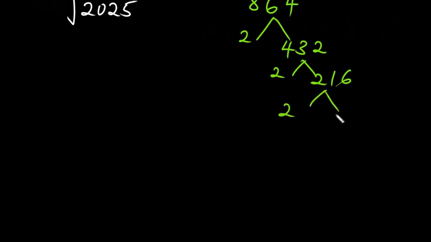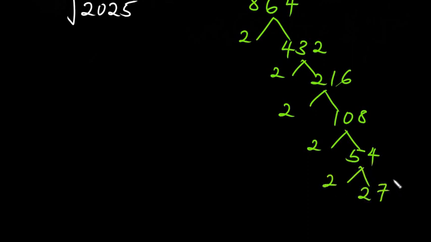It's going to be 1,0,8. We can still divide by another 2. It's going to be 54. We can also divide by 2 once again. It's going to be 27.